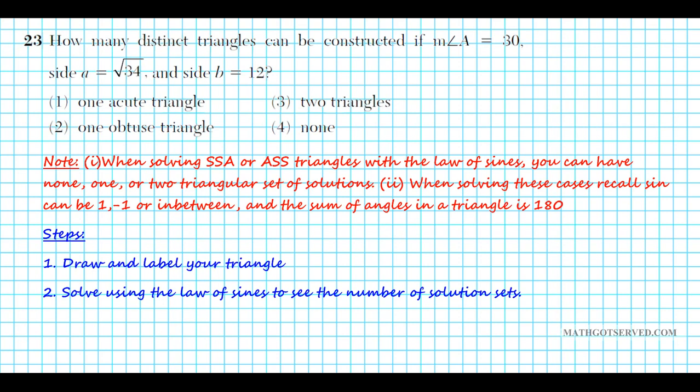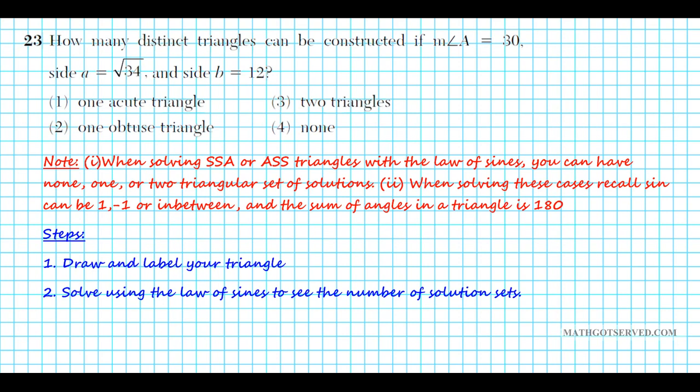All right. And another thing to note is that when solving these cases, sine can only be 1, -1, or everything in between. Those are the only values sine of an angle can attain, if you remember your sine function. And the sum of angles in a triangle always adds up to 180. So if either of these two conditions is violated, then you know that that is not a triangular solution. All right, so the steps that we're going to use are as follows.